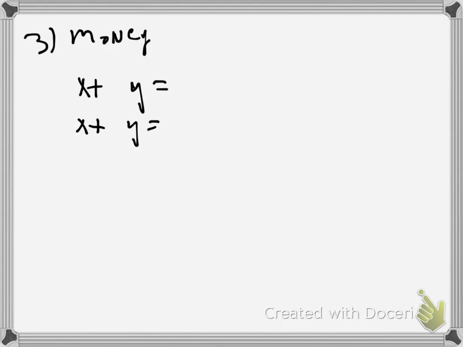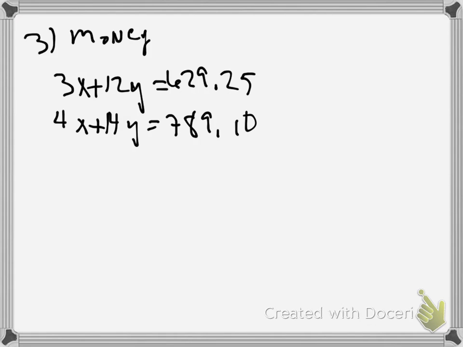Now, what you're doing here is pretty straightforward. Just look at the problems that you see and then type them in. So if you look at number 3, it says 3 tables and 12 chairs equals $629.25. 4 tables, 14 chairs equals $789.10. And then all you've got to do is type that in. It's already set up. It's ready to go.